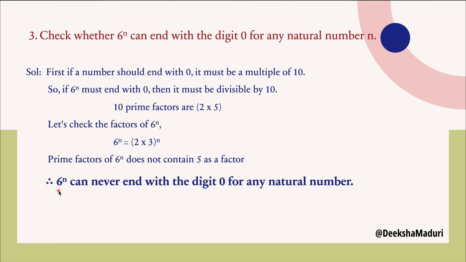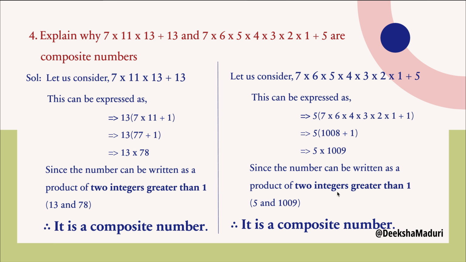Therefore 6 to the power of n cannot end with 0 for any natural number n. Moving on to the next one, explain why 7 into 11 into 13 plus 13 and 7 into 6 into 5 into 4 into 3 into 2 into 1 plus 5 are composite numbers.